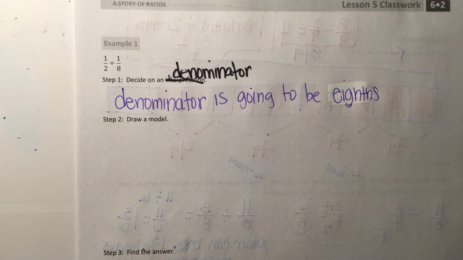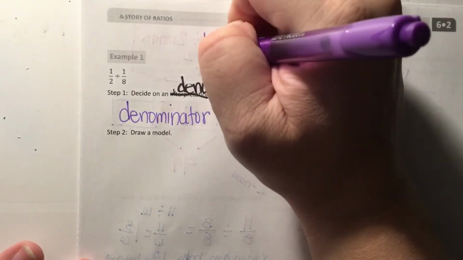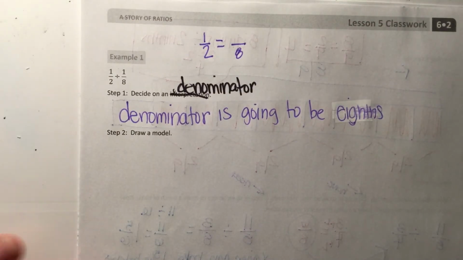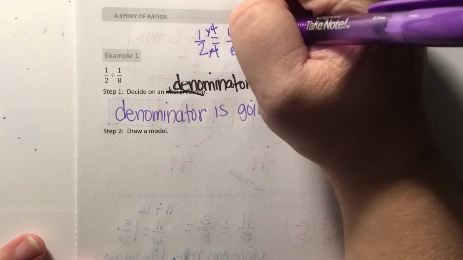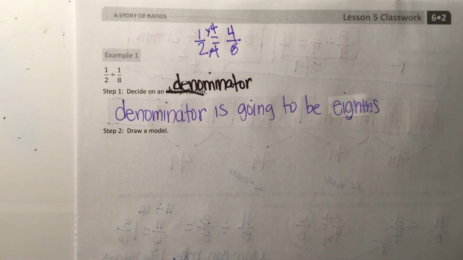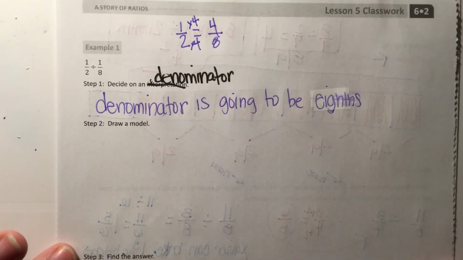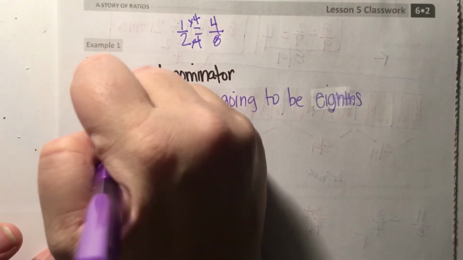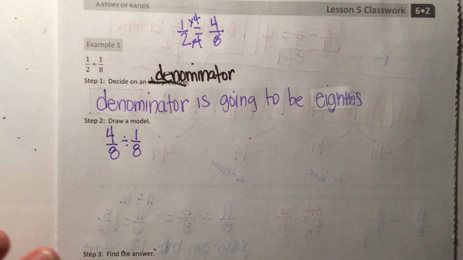Okay, so now they want us to model, okay? But we don't have our common denominator, right? So we're going to go back up to the top, right? 1/2 is equal to what over 8? 8 divided by 2 is 4. So 2 times 4 is 8, and so 1 times 4 is 4, so 4/8. When we draw our model, we know we have 4 out of 8 pieces, right? So we'll write our problem again. 4/8 divided by 1/8.